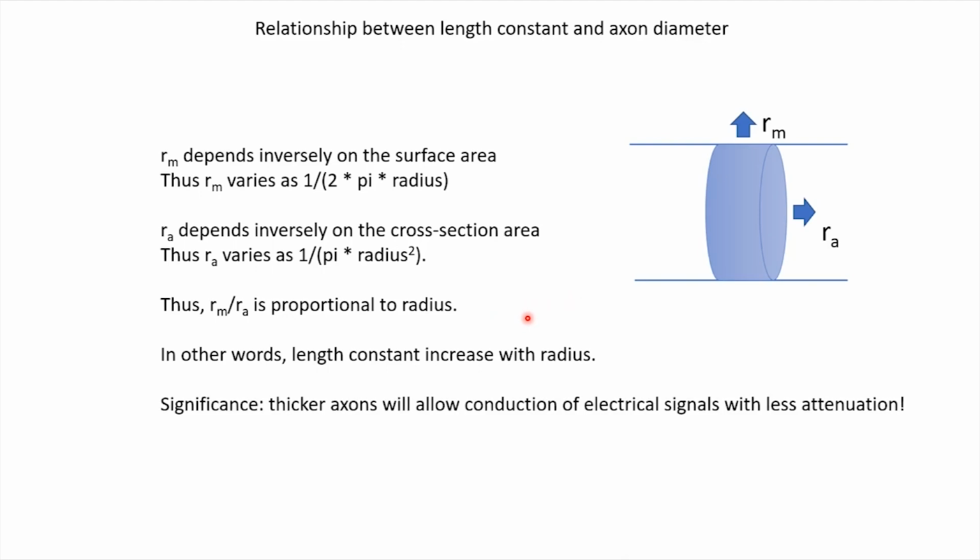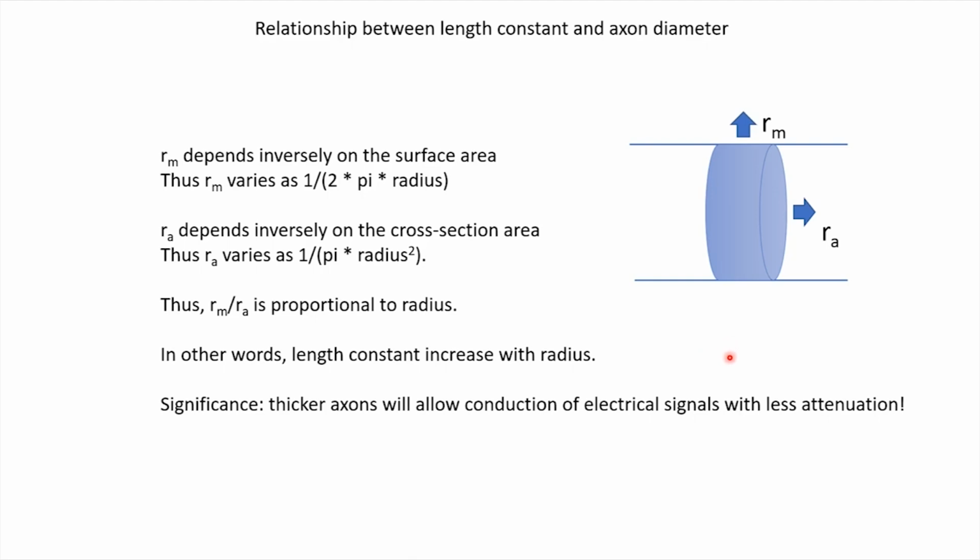And what that means is that thicker axons will have more length constant, and they will be able to conduct signal to a longer distance with less attenuation. So that's a good thing. We want the axons to carry the signals to longer distances with less attenuation, with less leakage. So we would want neurons that have larger length constants, and we can achieve that by having a larger diameter.